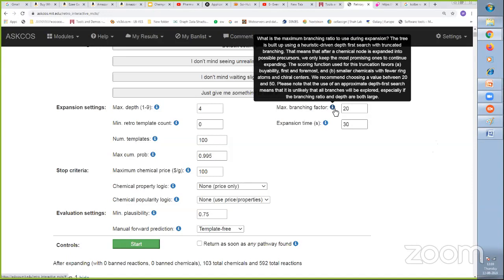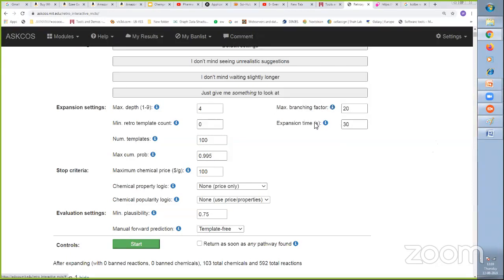Okay, so the thing is, you will have like a pyramid. The top of the pyramid will be your molecule which you want to synthesize, and then at the base of the pyramid you will have several precursors which have to be connected, and then the molecules formed.